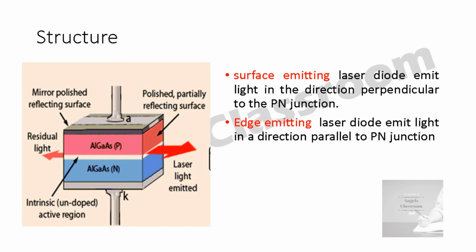So next one is the structure of laser diode. This laser diode structure is classified into two types. First one is surface emitting laser diode, and next one is edge emitting laser diode. The surface emitting laser diode emits the light in the direction perpendicular to the PN junction, whereas the edge emitting laser diode emits the light in the direction parallel to the PN junction.